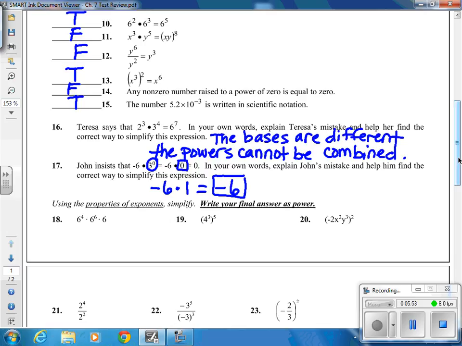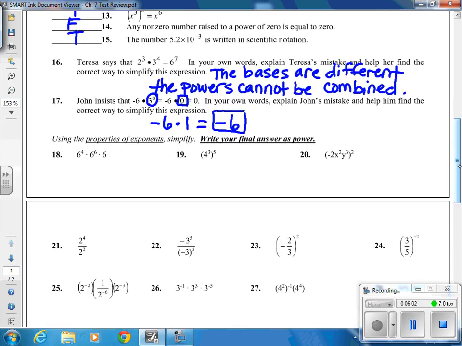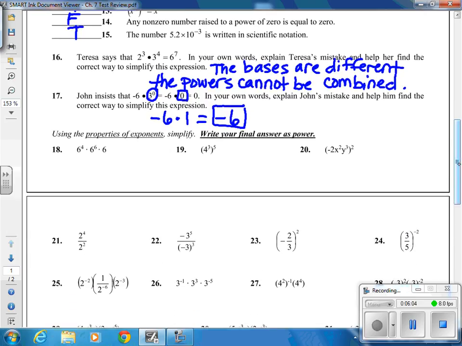Okay. All right, for the next several problems, the directions are going to be to use your properties and simplify. And notice it says to write your final answer as a power. You do not evaluate unless it's in the coefficient spot or unless it's in the fraction spot. All right, so looking at number 18, all of these have a base of 6, so we're going to combine them all together. We have 4 plus 6, plus remember there's an invisible 1 right there, so this becomes 6 to the 11th power.